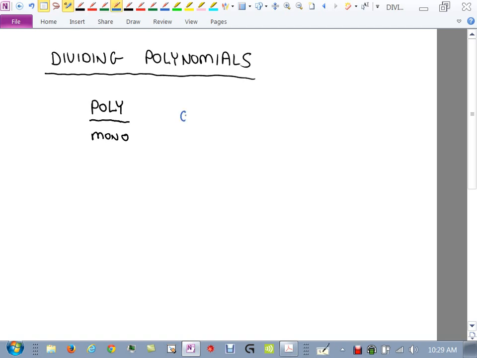Here's an example of a polynomial divided by a monomial. How about 3x squared y minus 5xy cubed plus 7, over x squared y? Do you agree the top is a polynomial? How many terms? 3. So it's actually a trinomial divided by a what? Monomial. Okay, polynomial divided by a monomial.